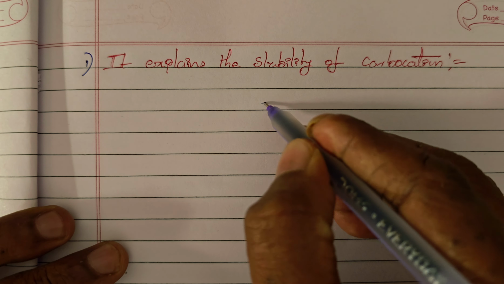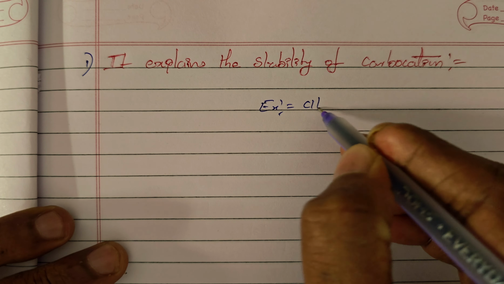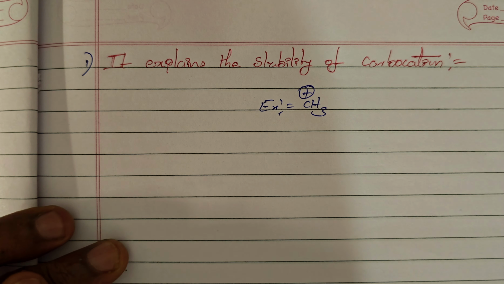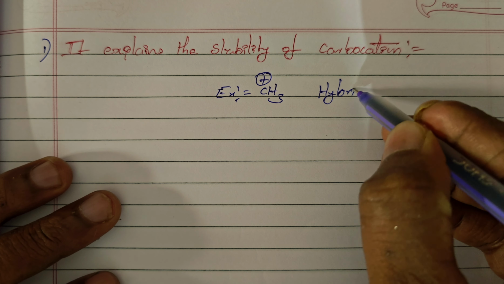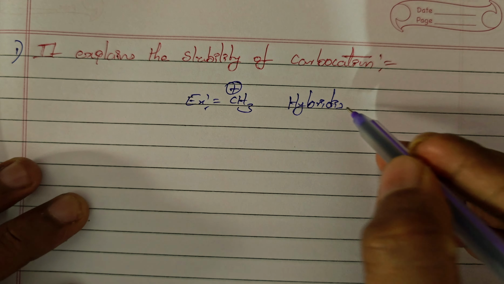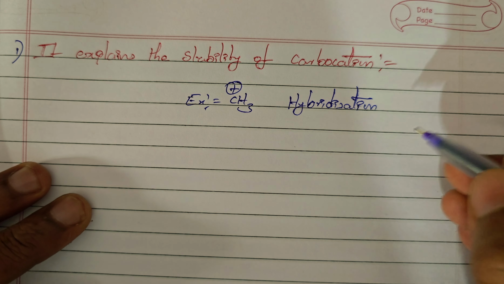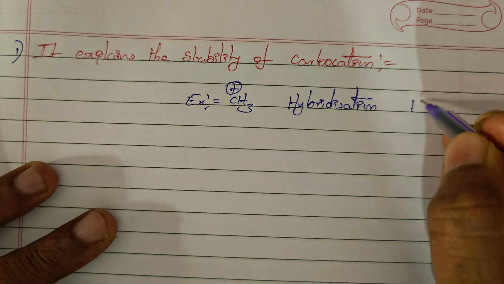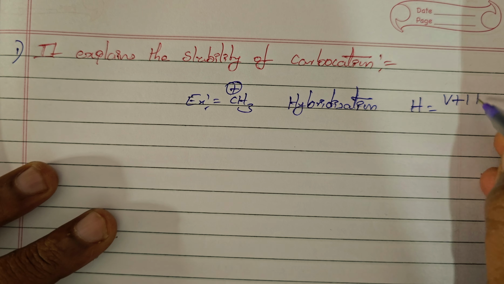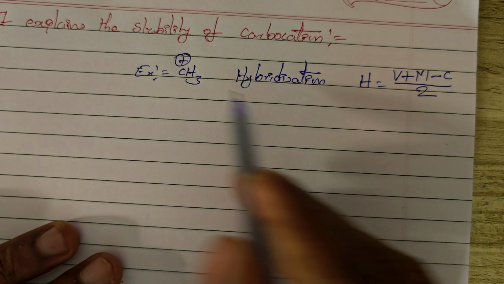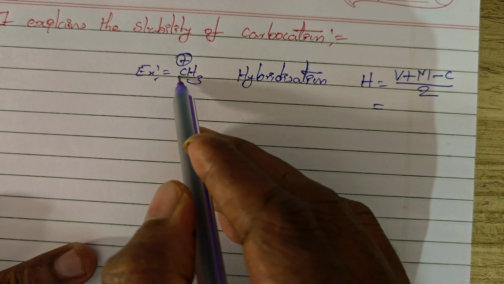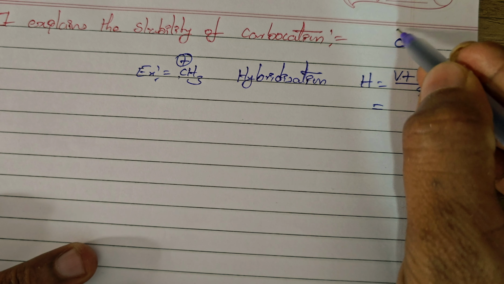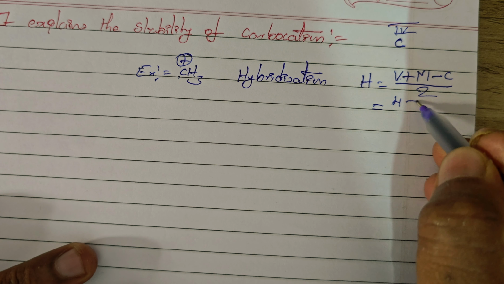Carbocation, a simple carbocation I am showing here, that is CH3+, the methyl carbocation. First of all, what is the hybridization on the carbon? The formula for finding hybridization for cations is V plus M minus C by 2. V means the number of valence electrons. The central atom is carbon, group number 4, so valence electrons is 4.